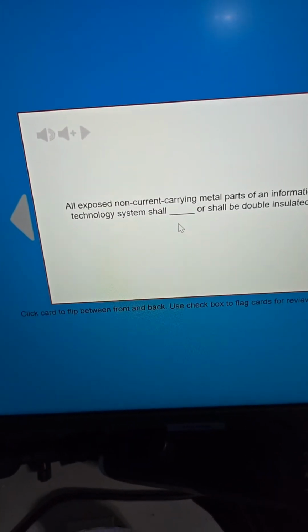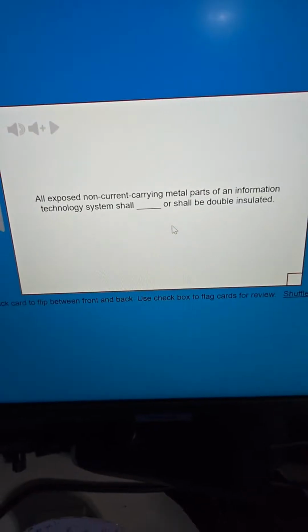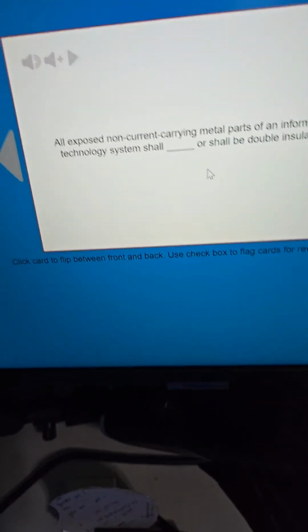All exposed non-current-carrying metal parts of an information technology system shall be grounded. Grounded? Is it grounded? We've got to click it to find out. Shall be bonded. Shall be.